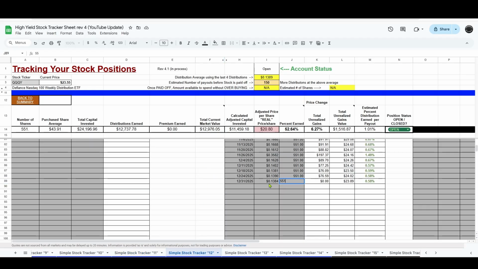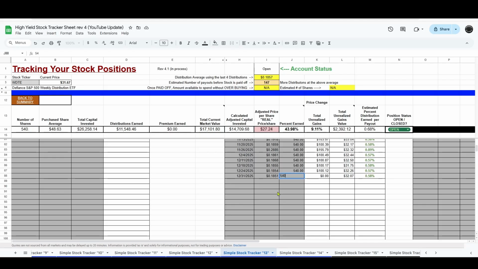QQQY, we earned 13 cents. I have 551 shares of this one as well. And my real price per share of $20.80 now becomes $20.66. And at that current price of $23.55 means if I were to sell all my shares, I will make $1,593.